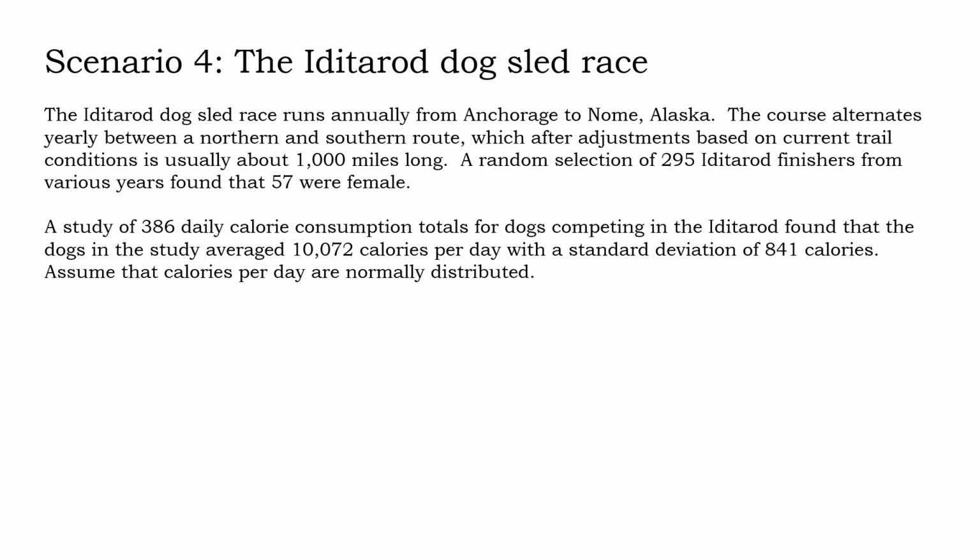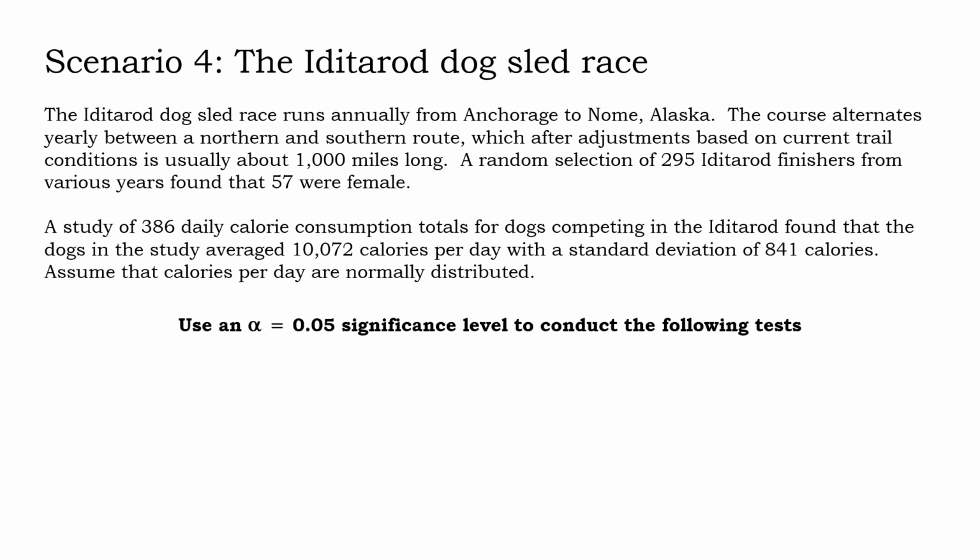Our fourth and final scenario is going to be about the Iditarod dog sled race. The Iditarod takes place each year from Anchorage to Nome, Alaska. There are two courses that alternate each year, a north and a south course. Each one is approximately 1,000 miles long. They adjust the course each year for safety concerns to make sure it's a safe course. And we have some information here about finishers of the race and how many calories the dogs consume in a day. So we're going to do 3 hypothesis tests about the Iditarod. For these tests, we're going to use a 0.05 significance level.